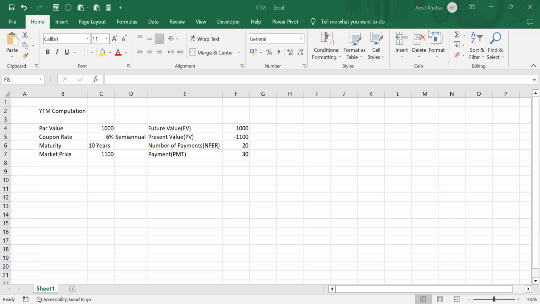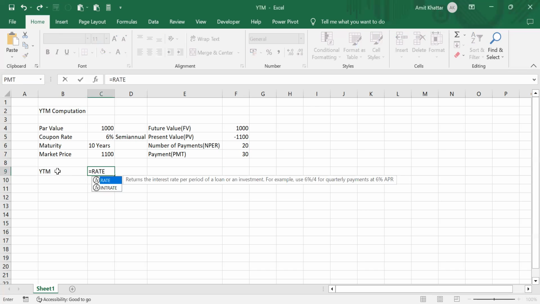While we look at the payment, that is PMT, how we can determine it is: the coupon rate is given to be 6%. So 6% multiplied by 1000, that is the par value, divided by 2 as it's a semi-annual coupon payment. Now, if we have to determine YTM, what we can do is we can use the rate function.